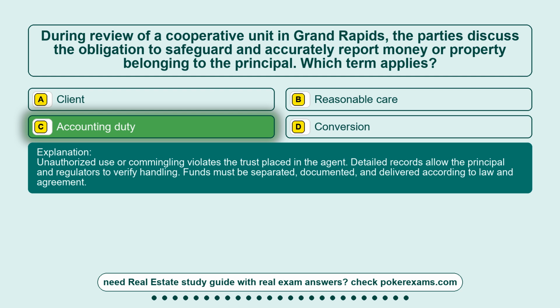Unauthorized use or commingling violates the trust placed in the agent. Detailed records allow the principal and regulators to verify handling. Funds must be separated, documented, and delivered according to law and agreement.